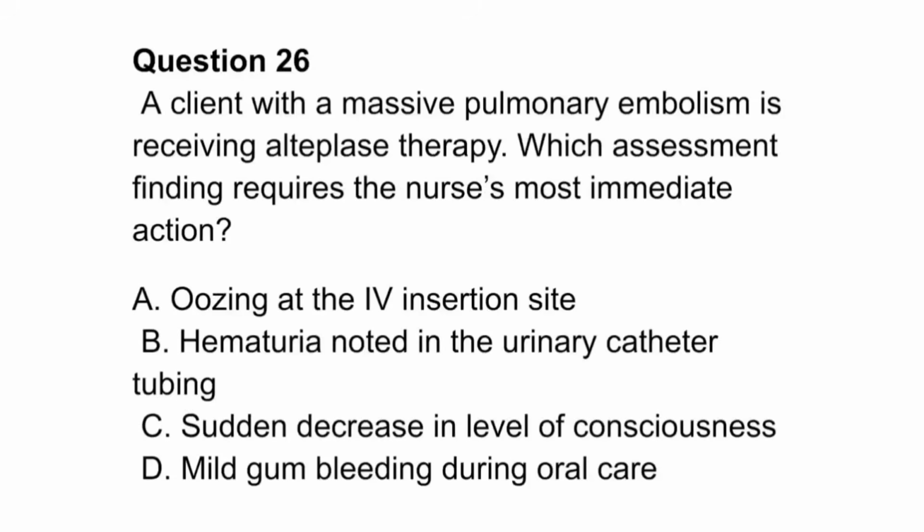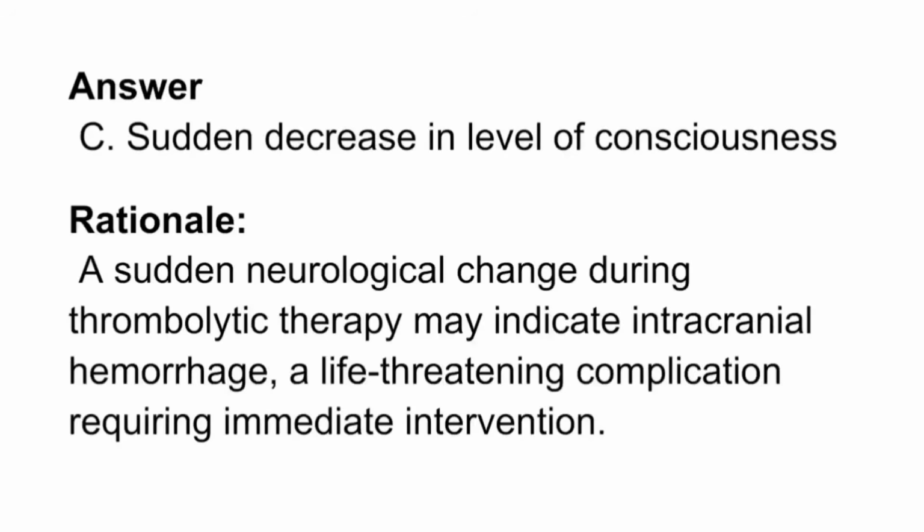Question 26. A client with a massive pulmonary embolism is receiving alteplase therapy. Which assessment finding requires the nurse's most immediate action? A. Oozing at the IV insertion site. B. Hematuria noted in the urinary catheter tubing. C. Sudden decrease in level of consciousness. D. Mild gum bleeding during oral care. Answer: C. Sudden decrease in level of consciousness.